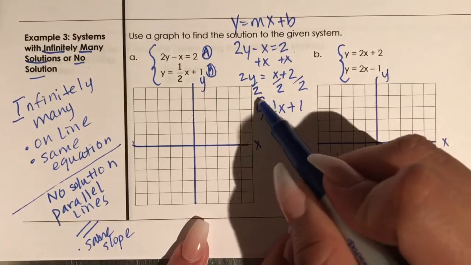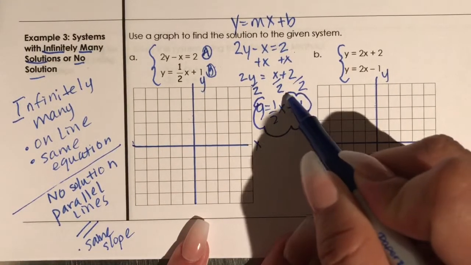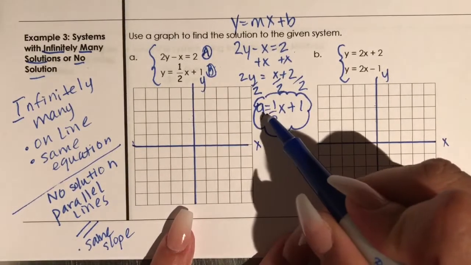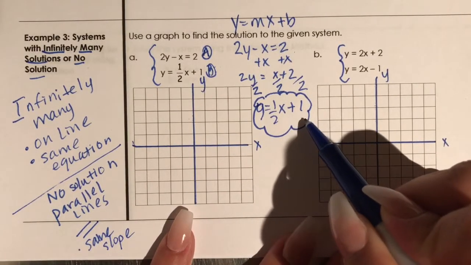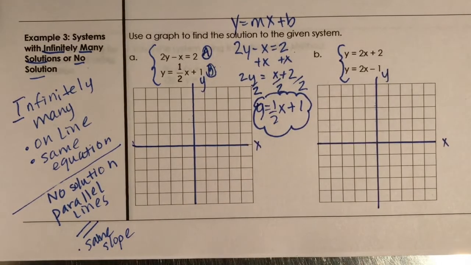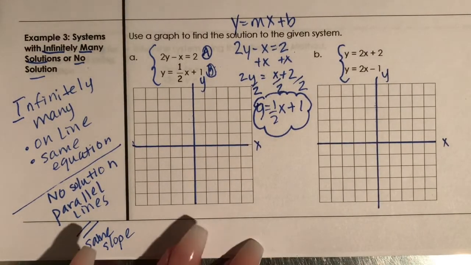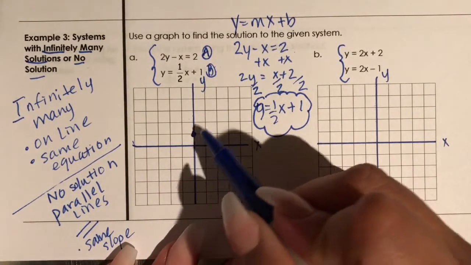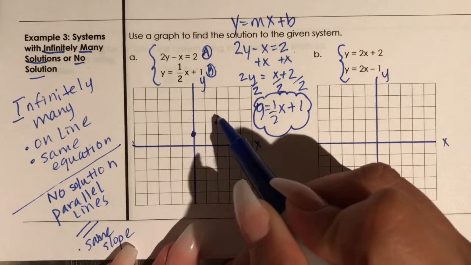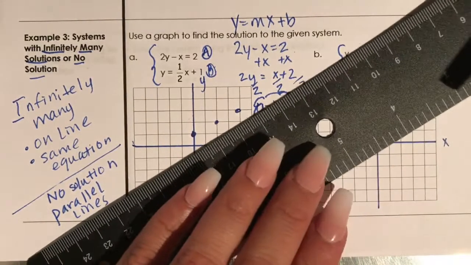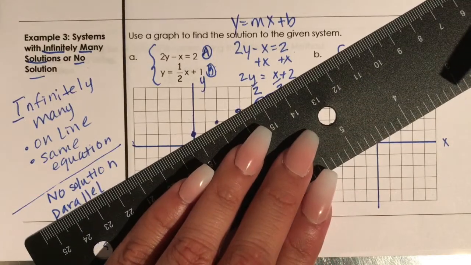Let's look at this again. A little bubble went into the y, sorry. But that's y equals 1/2 x plus 1. That's the exact same equation as line B. Let's graph this. We're going to have infinitely many solutions on here with a positive slope of 1/2, y-intercept of (0, 1).